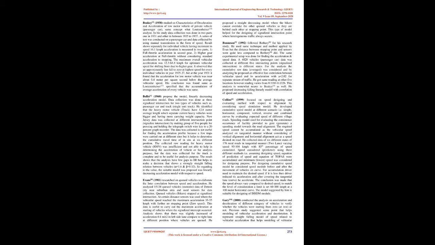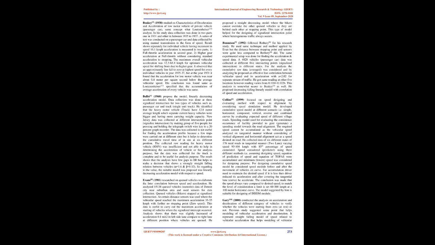Collins 6, 1999, focused on speed designing and evaluating methods with respect to alignment by considering a speed simulation model. He developed a cumulative speed model at different scenarios, i.e. simple, horizontal, compound, vertical, reverse and combined curves, by evaluating the expected speed of different village roads. The speeding model was used for evaluating the consistent occurrence of facility provided to generate a speeding model towards the road alignment. The required speed cannot be accumulated as the vehicular speed was analyzed in a tangential manner without considering vertical alignment, and horizontal alignment acts as a desired speed on the road.